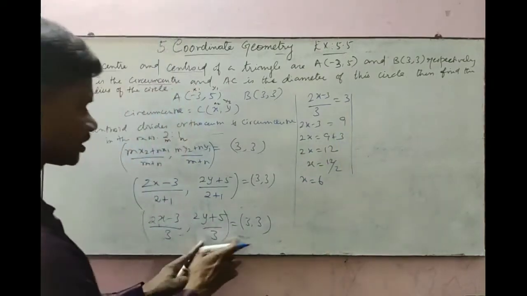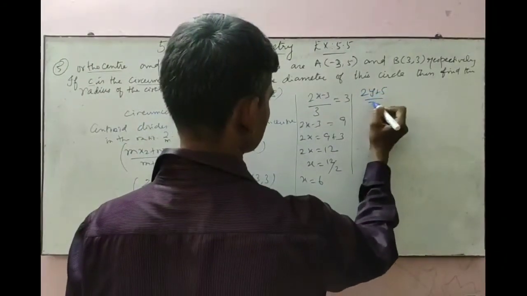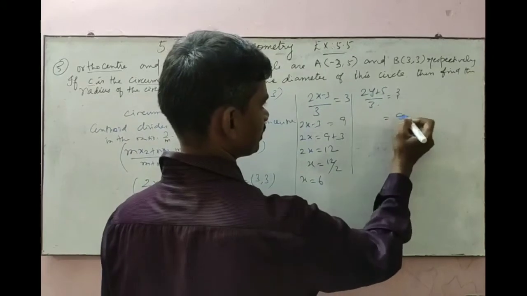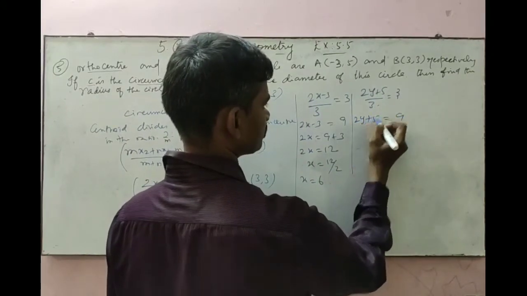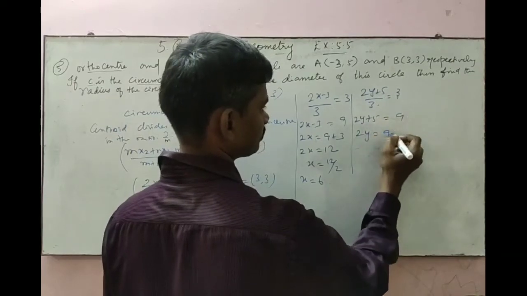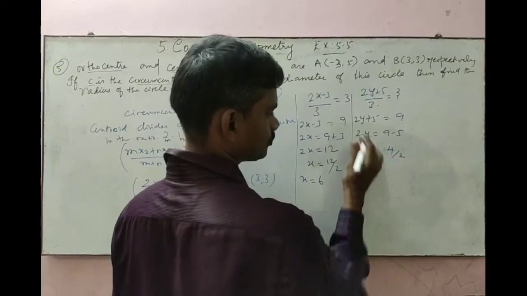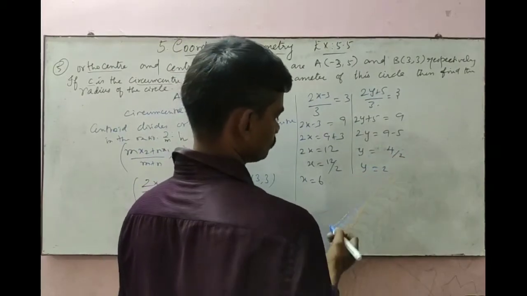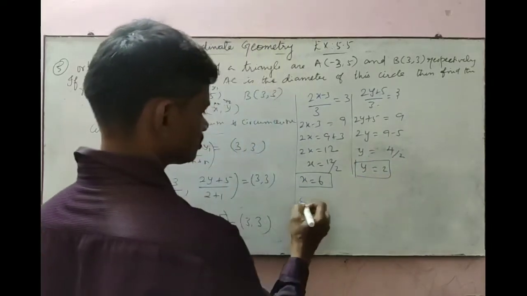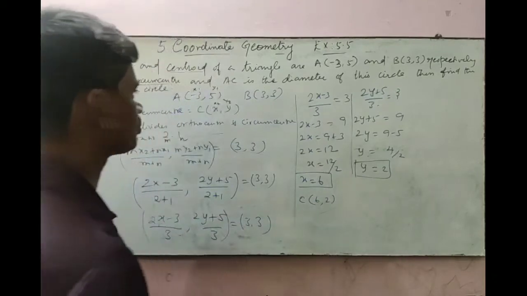Like that, equating the y coordinates, 2y plus 5 by 3 equal to 3. If you cross multiply here, you will get 3 into 3, 9. 2y plus 5 gives 9. 2y is equal to 9 minus 5. 9 minus 5 is 4. Again dividing this 4 with 2, you will get 2. So the x is 6 and y is 2. That is C. C is the circumcenter, which is 6 comma 2.